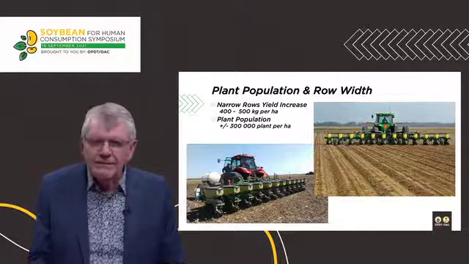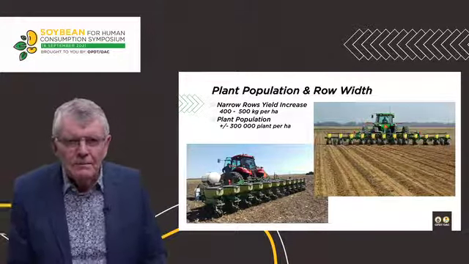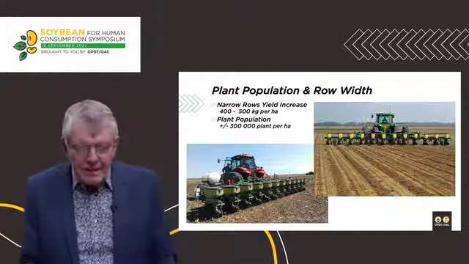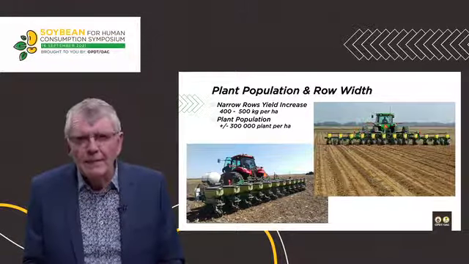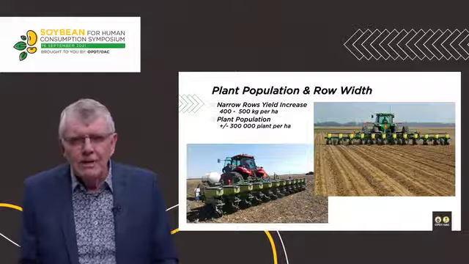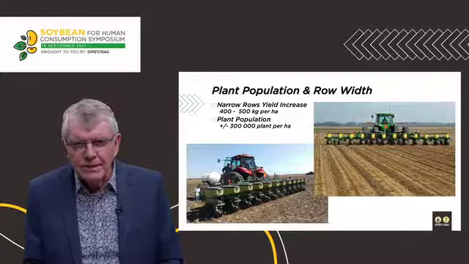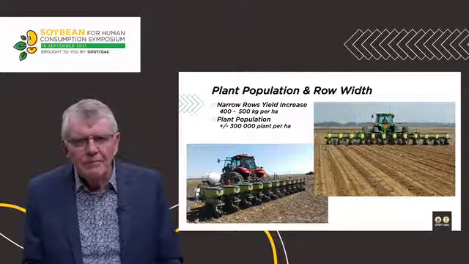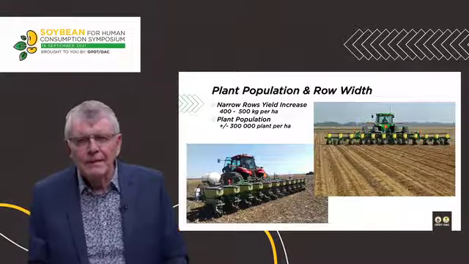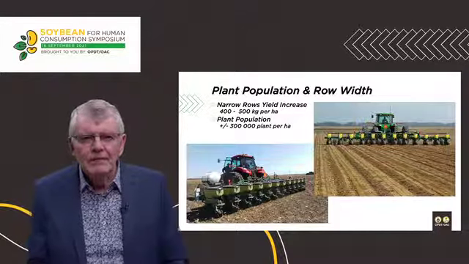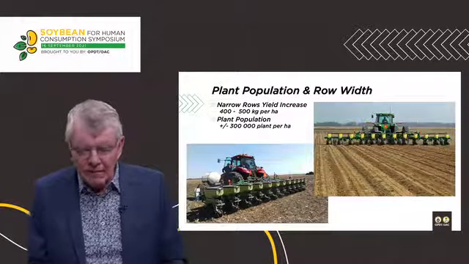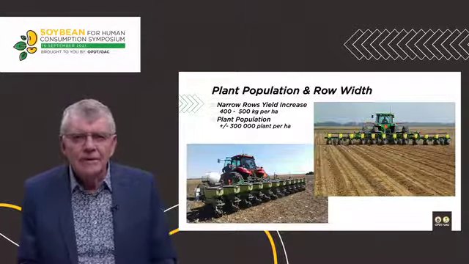The row width is something different. The wider the rows, normally you would reduce your yield, but it's not that easy to change over because it's a costly operation. But I think in terms of some of the experiments done in the Eastern Free State, they've gained something from 400 to 500 kilograms per hectare by going from a wide row to a narrow row.